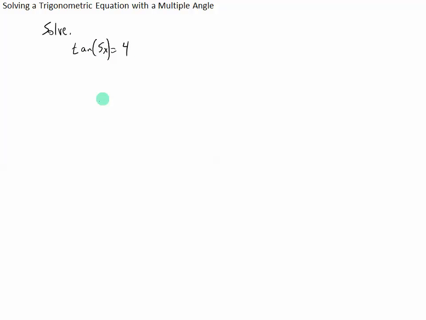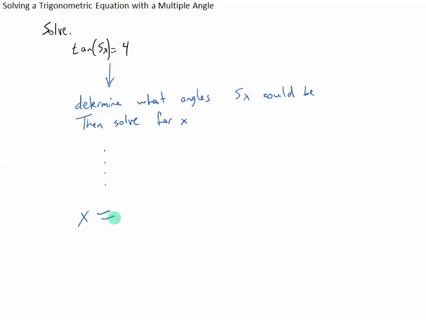Well, it's still not bad. What you do first is you try to determine what angles 5x could be, then solve for x, right? Because ultimately, when you have an equation like this and the variable's x, your last step should be x equals dot dot dot. Okay, so there are two parts to this: to figure out what 5x is, and then determine what x is. So let's get started.